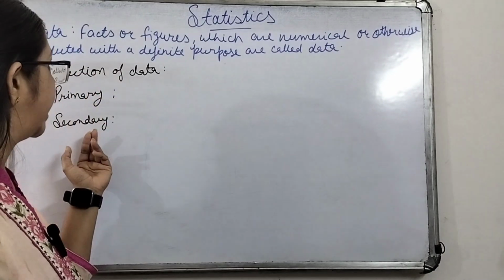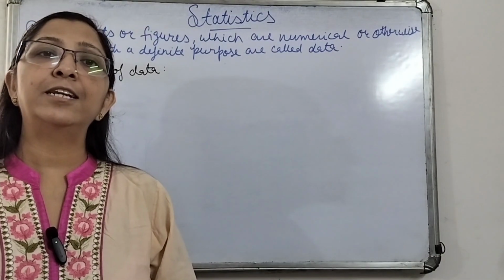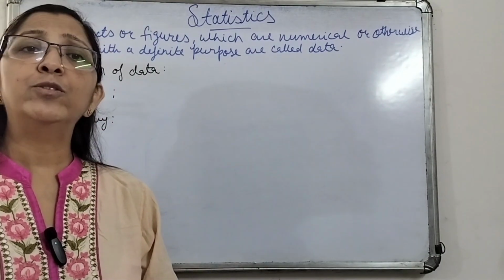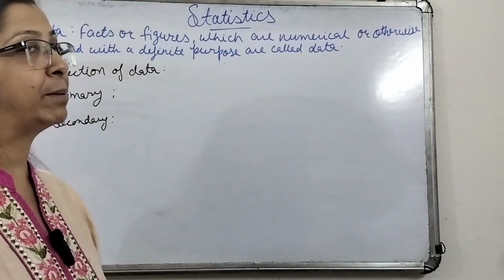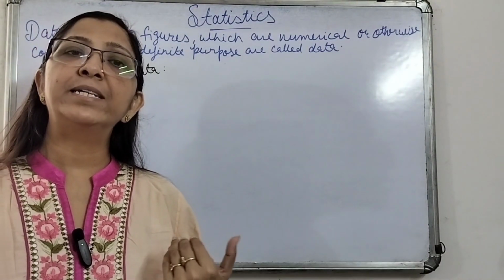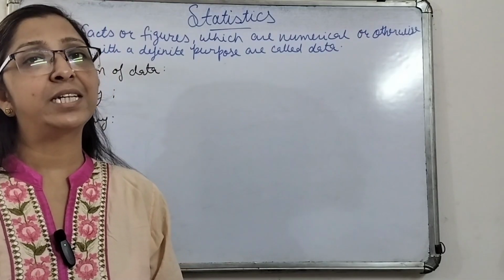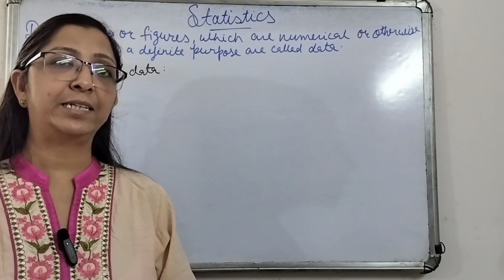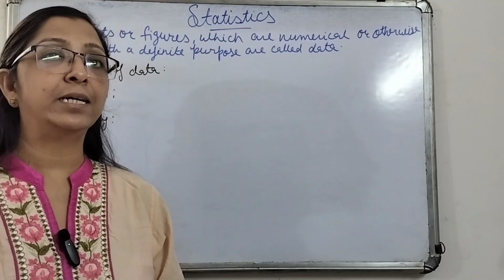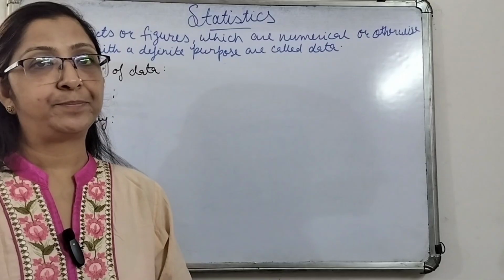So data is of two types: primary and secondary. If the investigator herself or himself is collecting the data with whatever objective they have, the data is known as primary data. And if the data is collected by someone else and the investigator is simply using it, not having collected it themselves, then the data is known as secondary data.